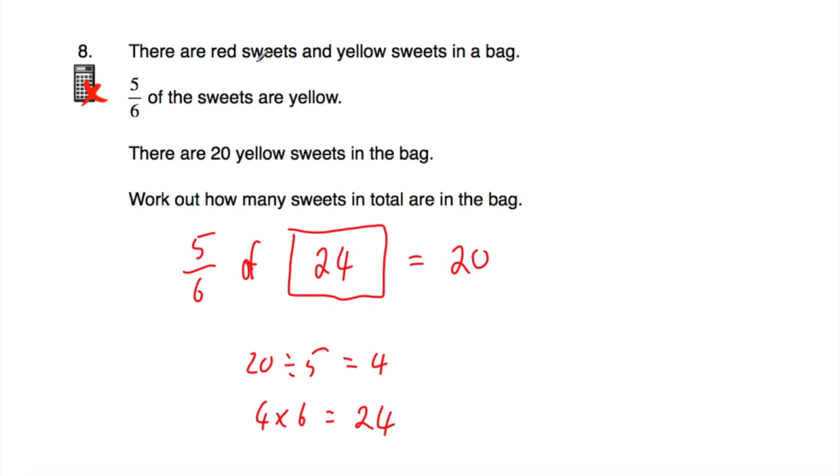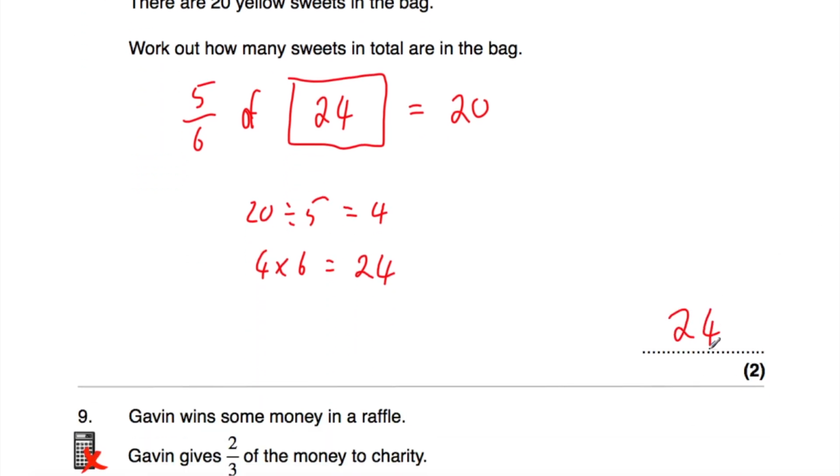If the question asked us how many red sweets there'd be, there'd be 4 red sweets, because if there's 20 yellow and there's 24 sweets altogether, there'd be 4 red ones. But the question is how many sweets are there in total? So the answer is 24.